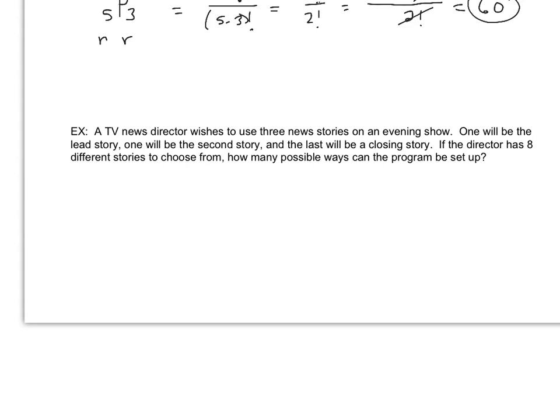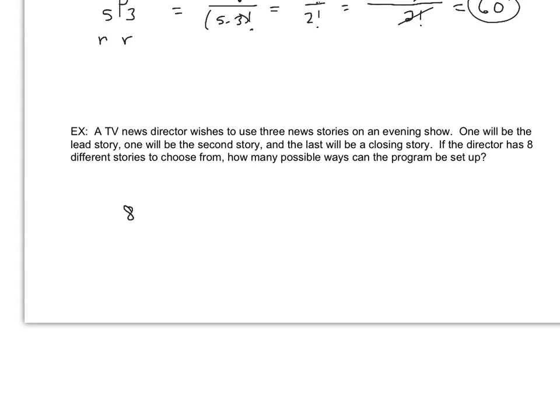All right, let's look at this last problem. It says a news director wishes to use 3 stories on an evening show. One will be the lead story, one will be the second story, and one will be the closing story. So just from that, I know that the order does matter, so it'll be a permutation. If the director has 8 different stories to choose from, how many possible ways can the program be set up?